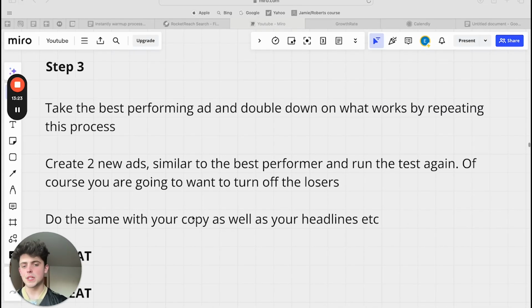Do the same with your copy as well as your headlines. So take the best performing copy, take the best performing headlines, come up with something that's similar to that, but it's different. It's different, but it's still similar, and run the test again. So now we're getting a bit more zoomed in. We're starting to focus a bit more instead of just having the most variety possible, because we already know what works. If the for sale sign worked, then you're going to want to implement more for sale signs. That's the whole point of the testing and the variety. You want to find what works, so whenever you find what works, double down on it and start to implement more and similar ideas to that.